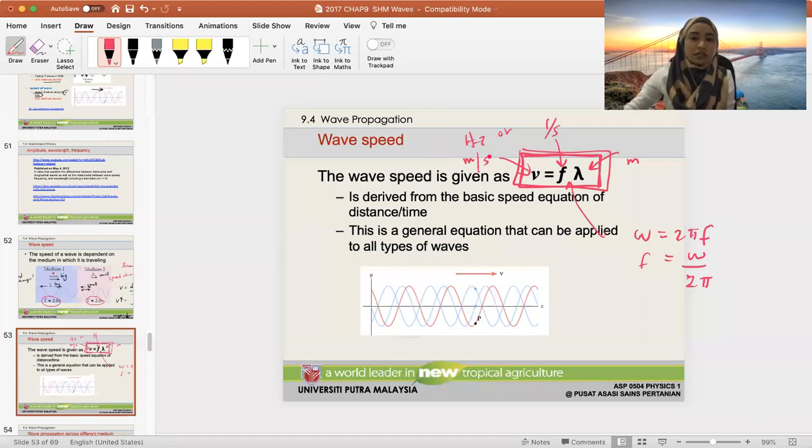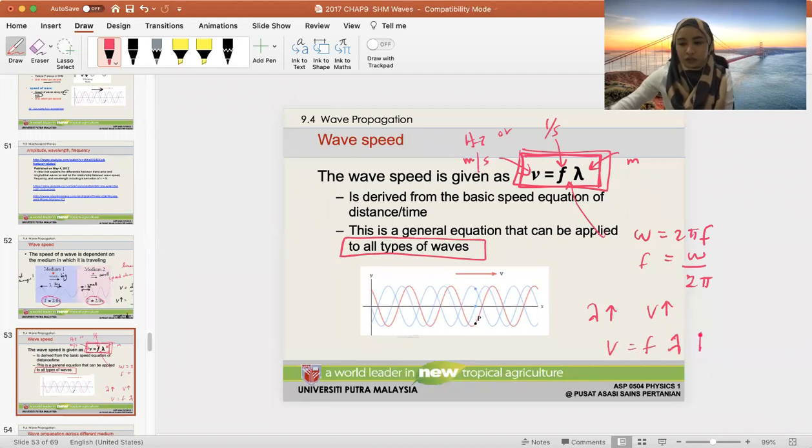So this is a general equation that can be applied to all types of wave. Again, earlier we said when lambda increases, V increases. Does that satisfy here? Yes, it satisfies this equation. So you can use this equation.